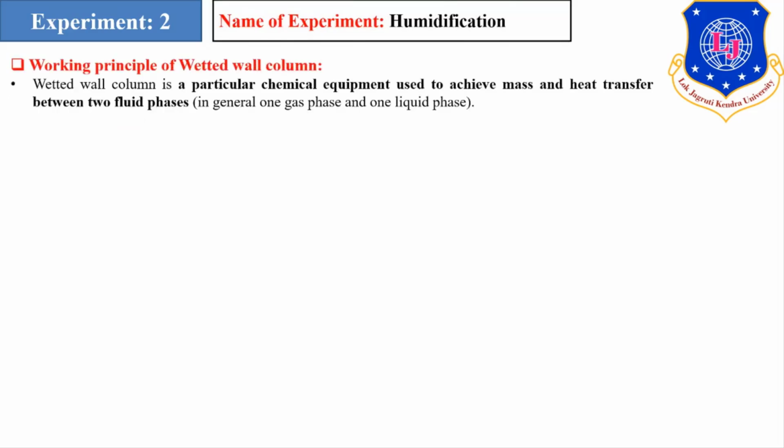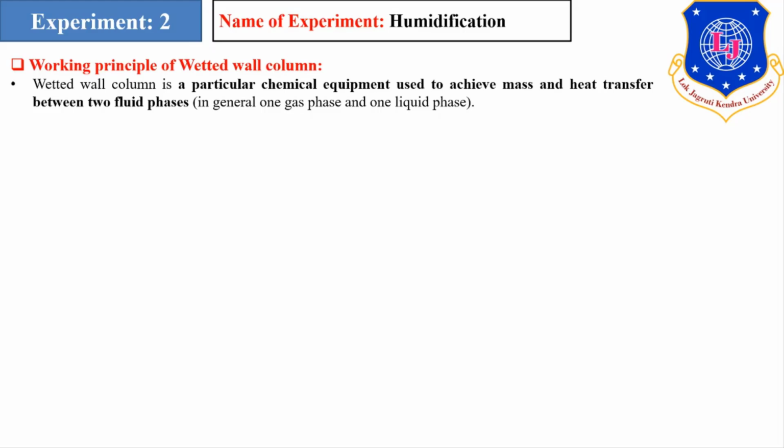Now the working principle of the wetted wall column. Basically the wetted wall column is a chemical equipment which is used to achieve mass and heat transfer between two fluid phases. In general, one phase is the gas phase and one is the liquid phase. So it is a chemical equipment which is used for mass and heat transfer between the two fluid phases.